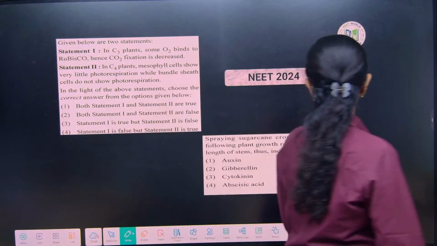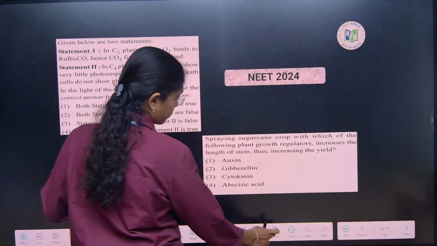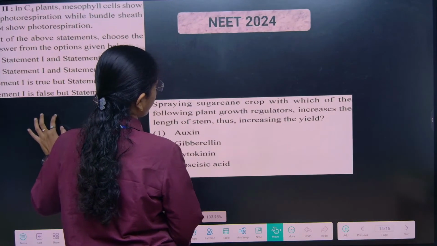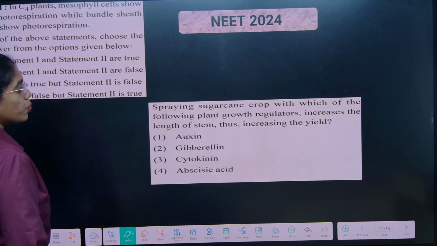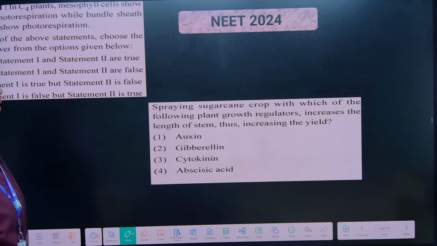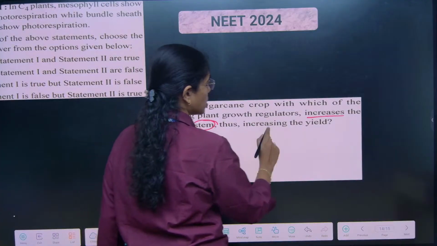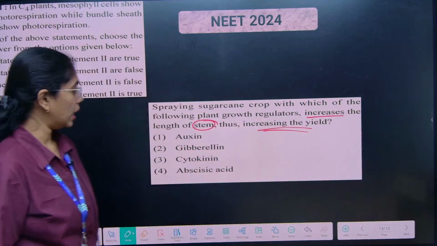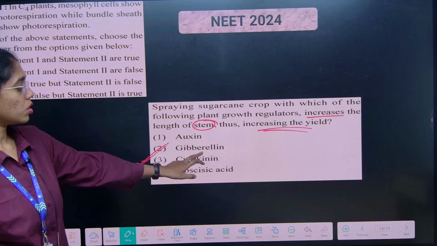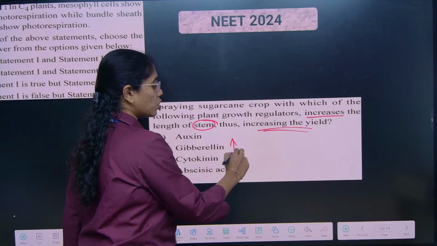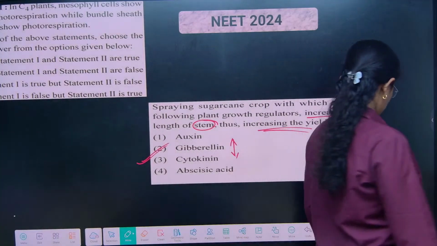Next. This question was asked in the year NEET 2024. Spraying sugarcane crop with which of the following plant growth regulators will increase the length of stem, thus increasing the sugarcane yield? The right answer will be Gibberellins. Okay. By spraying Gibberellins, internodal length will be increased whereby sugarcane crop yield will be increased. Fine, right?